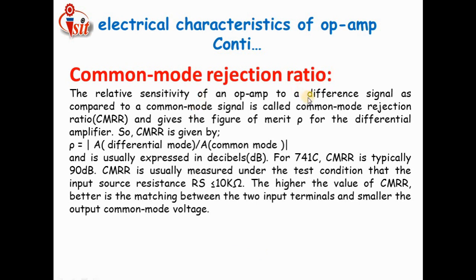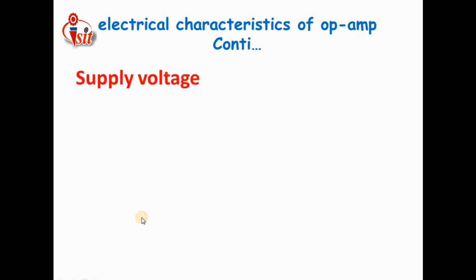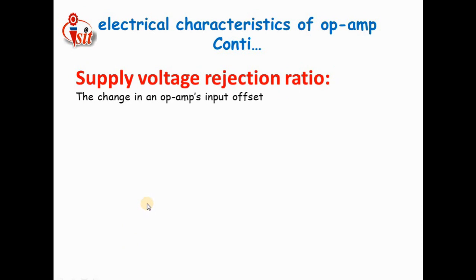For 741C, common mode rejection ratio is typically 90 dB. That is the standard value related to 741C. CMRR is usually measured under the test condition that the input source resistance, that is RS, should be less than or equal to 10 kilo ohm. The higher the value of CMRR, the better is the matching between the two input terminals and the smaller the output common mode voltage. Then again, continuing with the electrical characteristics.